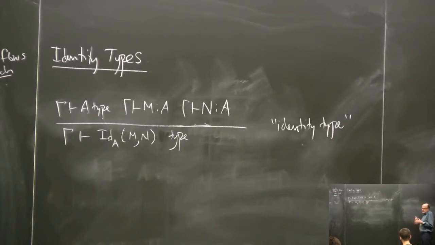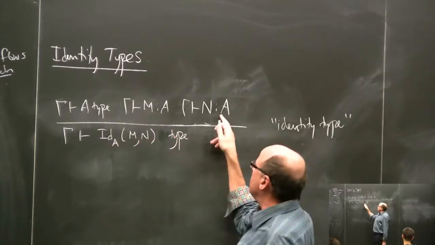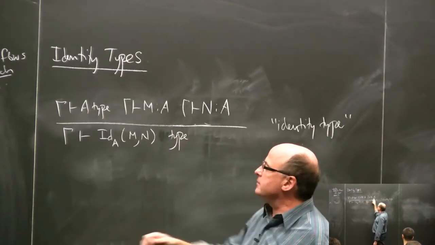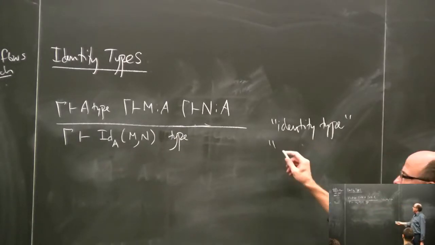So let's read it propositionally. If we read it propositionally, what we'll be saying is that this is the type of proofs that M and N are equal as elements of type A. So that's going to be the idea. And so this is the identity type.